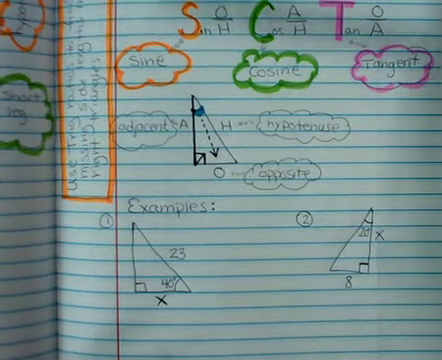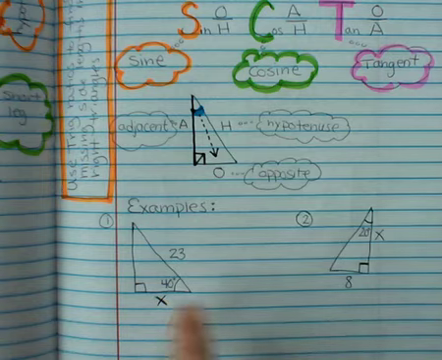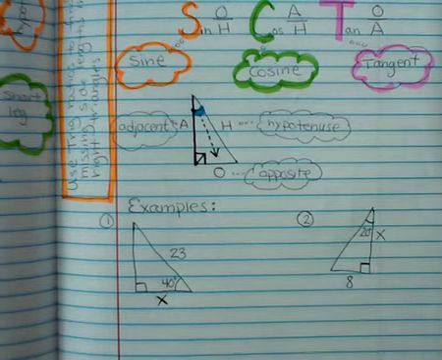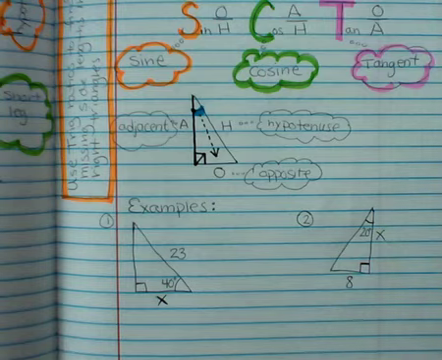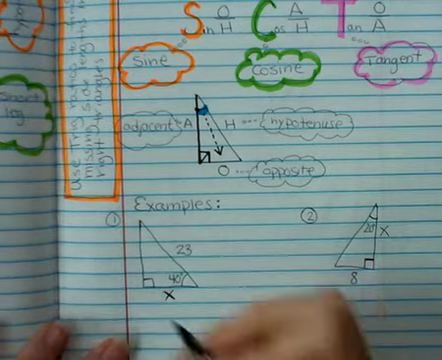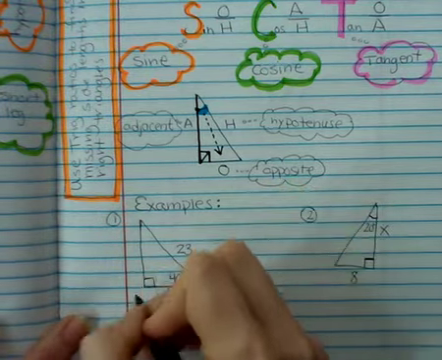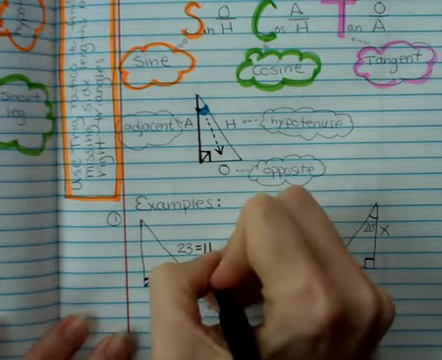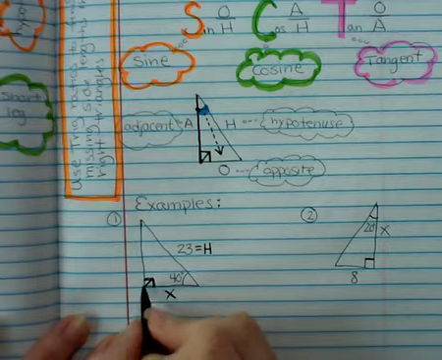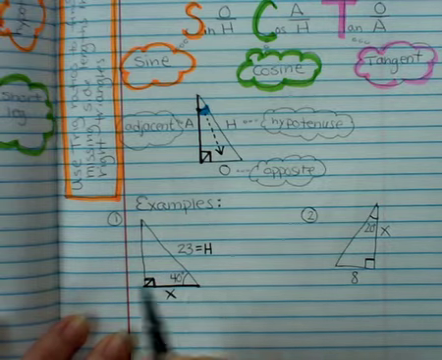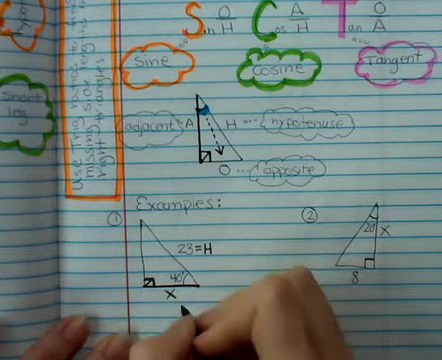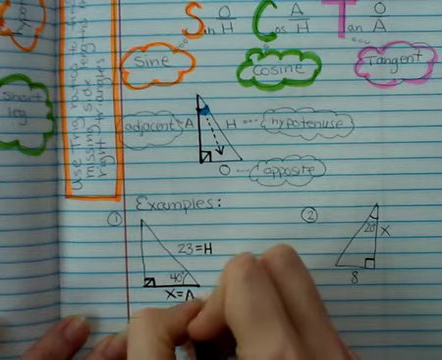Okay, so example 1, we have a right triangle. We've got a 40-degree angle, and the very first thing that I want you to do is label the sides that you have. So this 23, if I draw in my arrow, I know that that has to be the hypotenuse. And if I draw in the side that is labeled X, that has to be my adjacent side because it is touching the 40-degree angle.